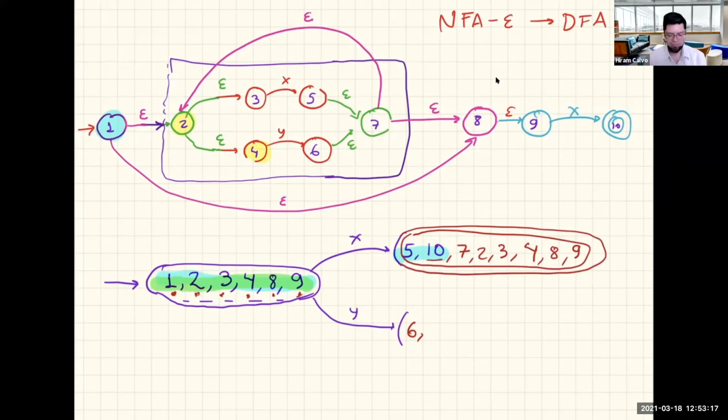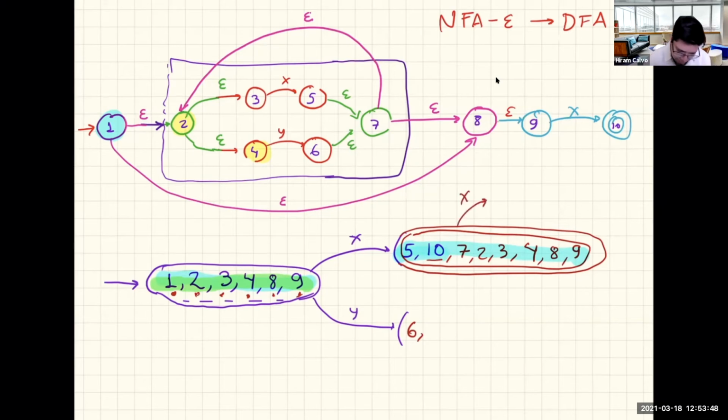Like this. Okay, we have finished the expansion for this state. And now we need to examine where we go to with X and with Y for each one of those states or substates that compose this mega state. Yes.